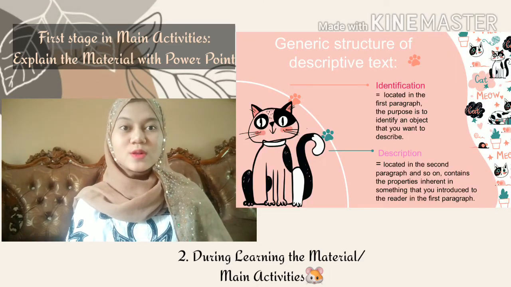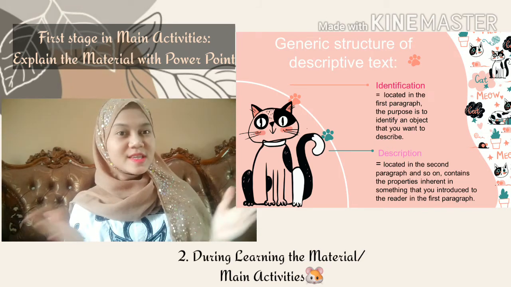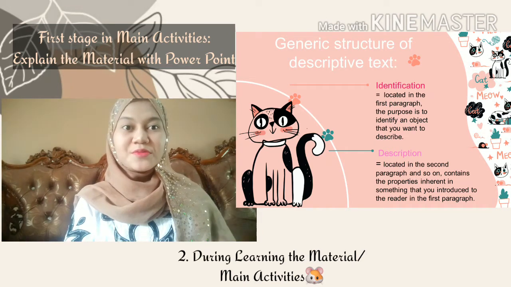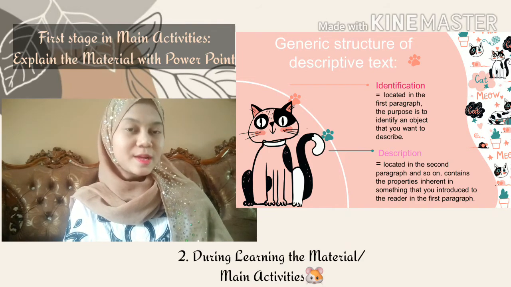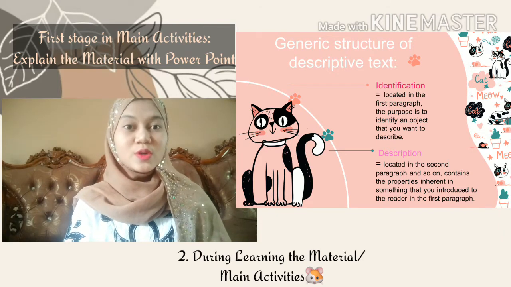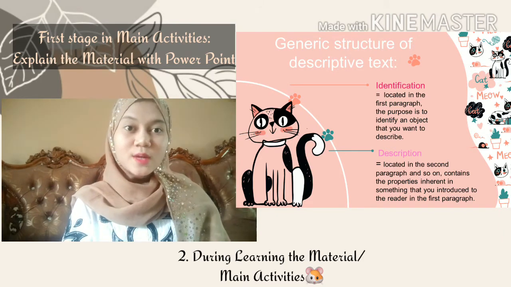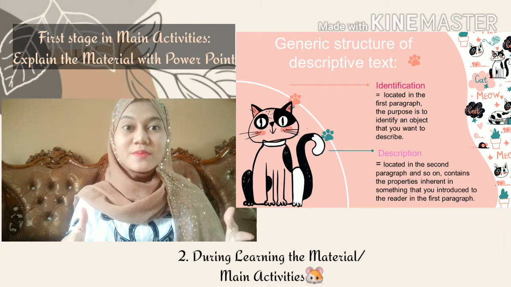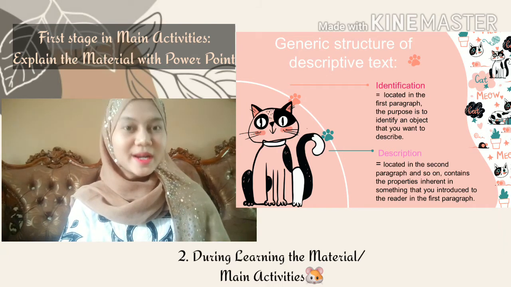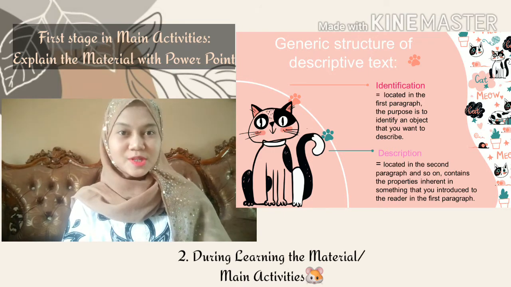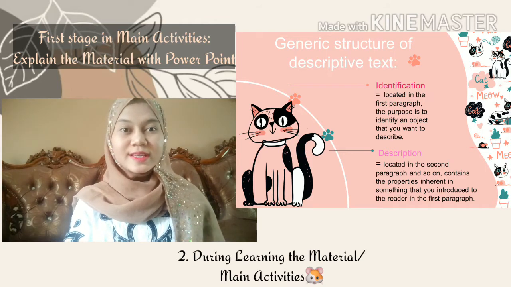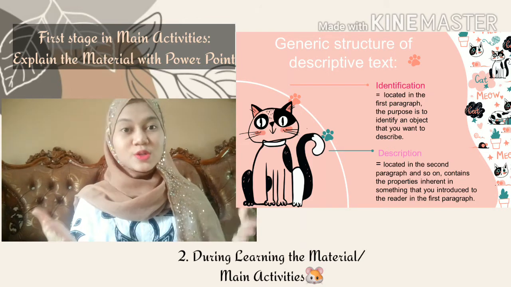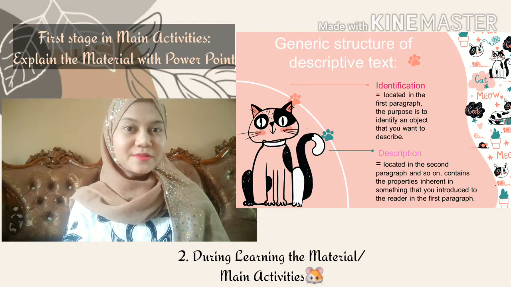Then, descriptive text also has two generic structures, namely identification and description. The first is identification. This section is located in the first paragraph, and the purpose is to identify an object that you want to describe. Identification serves to introduce to readers the object that we will explain before we tell in more detail about the object in the next paragraph. Second, description. This section is located in the second paragraph and so on, and contains the qualities inherent in something that you introduced to the reader in the first paragraph.